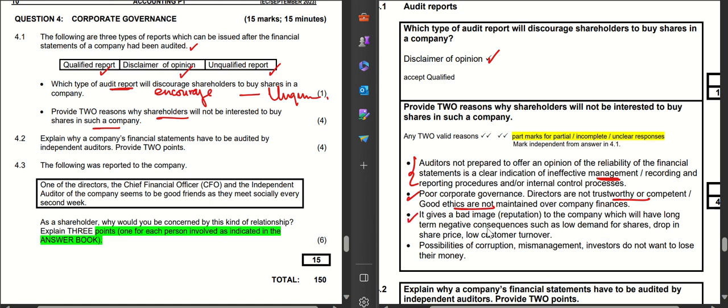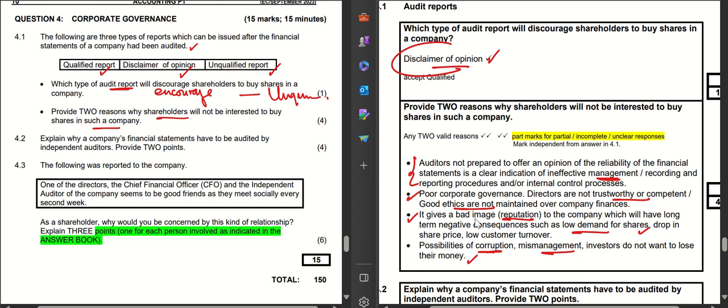The third point, it gives a bad image. There's a bad reputation here to the company, which will have long-term negative consequences, such as low demand of shares. And remember, such a report will have an effect on the demand of shares. There will be a drop in share price, and therefore the company will suffer in the long term. And lastly, possibilities of corruption. It simply means if a company is getting such an audit report, there are possibilities of corruption and mismanagement. Therefore, as an investor, you don't want to lose your money.